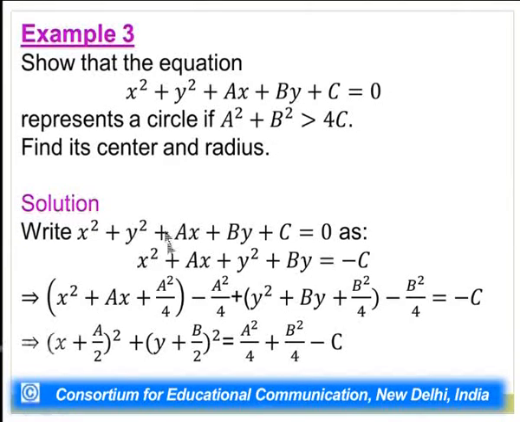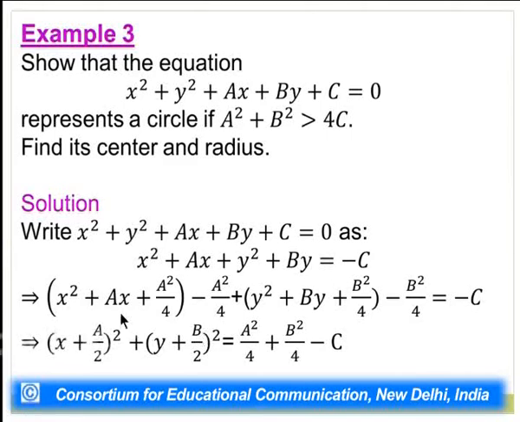Now if you look at this equation, x square plus y square plus ax plus by plus c equal to 0, you can take the constant c to the right hand side to get x square plus ax plus y square plus by. I've just collected the x and the y terms, and that then becomes equal to minus c.